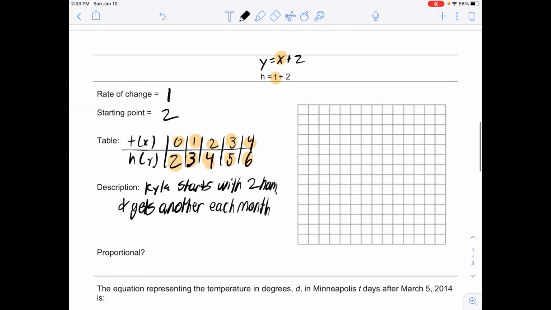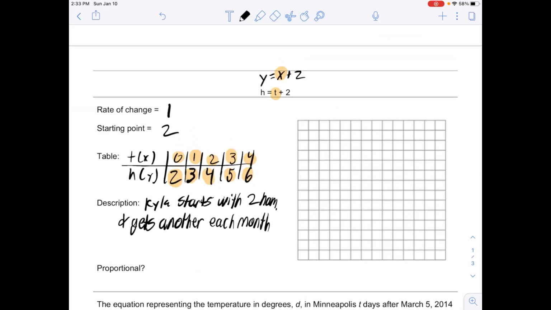So now we can graph this situation. So here I have t in months, and on my other axis, I have h for hamsters. So my months go from 0 to 4. So I'll go 0, 1, 2, 3, 4. And then my hamsters go from 2 to 6. So we always start at 0, but then I can just count by 1. So 1, 2, 3, 4, 5, and 6.